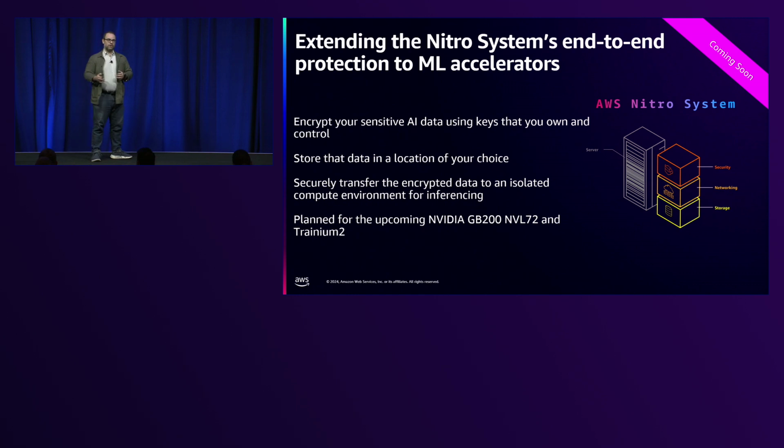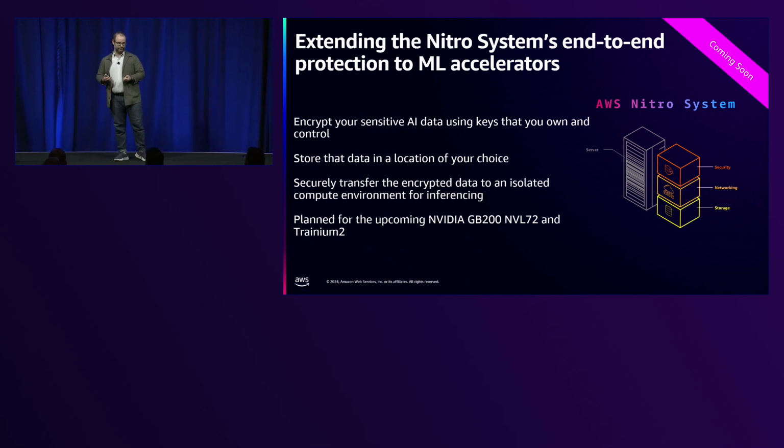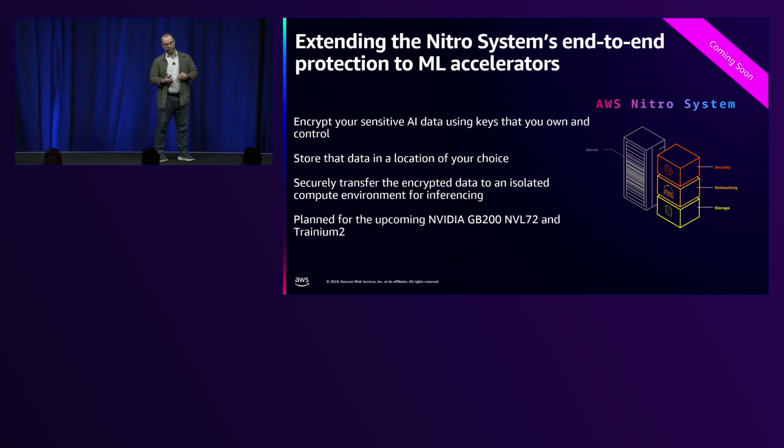Something that we've announced is coming soon down the road is our extension of that Nitro system end-to-end protection to ML accelerators, enabling customers to encrypt sensitive AI data using keys that they own and control, store that data in a location of their choice, and then securely transfer that encrypted data into an isolated, confidential computing environment that they can trust for inferencing on their most sensitive data. This is something that we've planned support for in the upcoming NVIDIA GB200 NVL72-based platform, as well as Trainium 2.